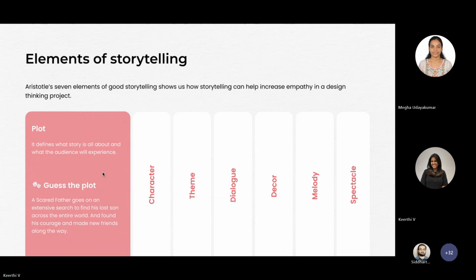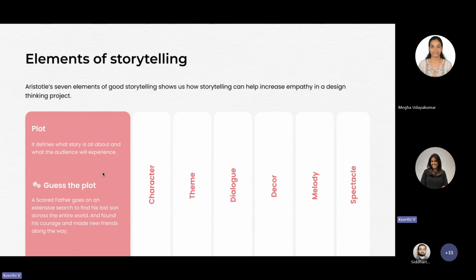So I'll be narrating the plot. You need to guess the movie and put the answers in your chat. Okay. So the plot goes like this. The movie is about a father who lost his son, and he is in search of finding his lost son around the world. And through his journey, he has found his courage and made a lot of new friends along his way. So you can put your answers in the chat.